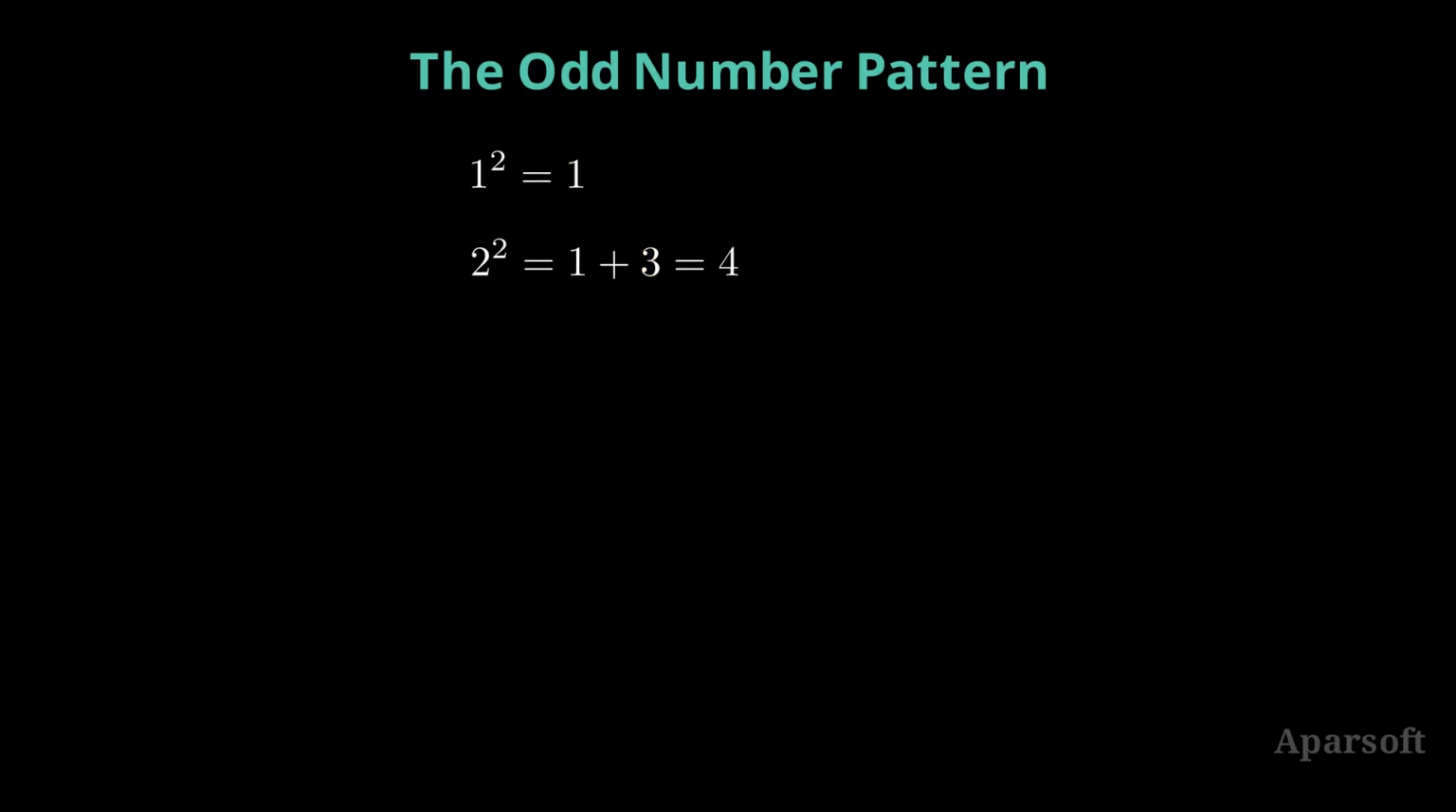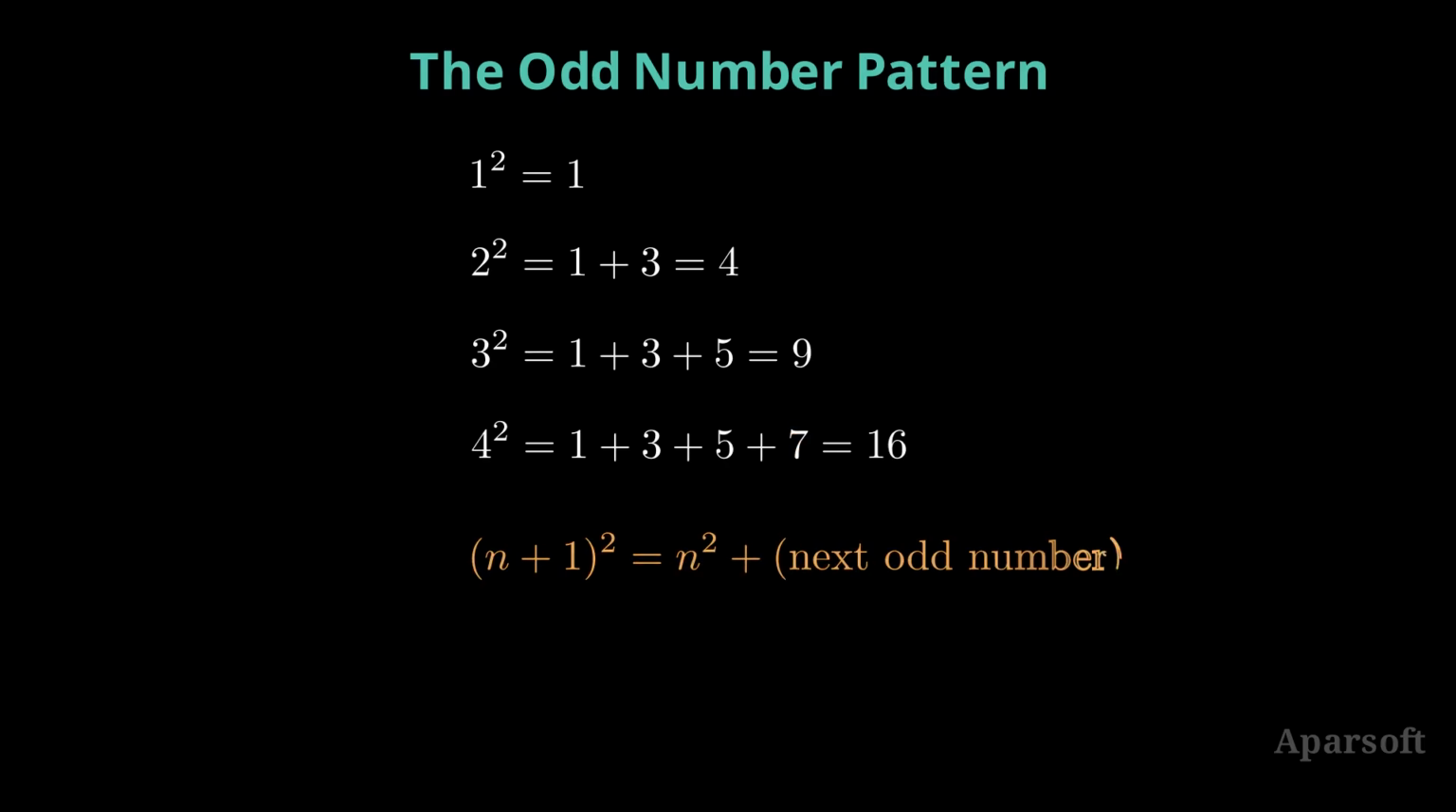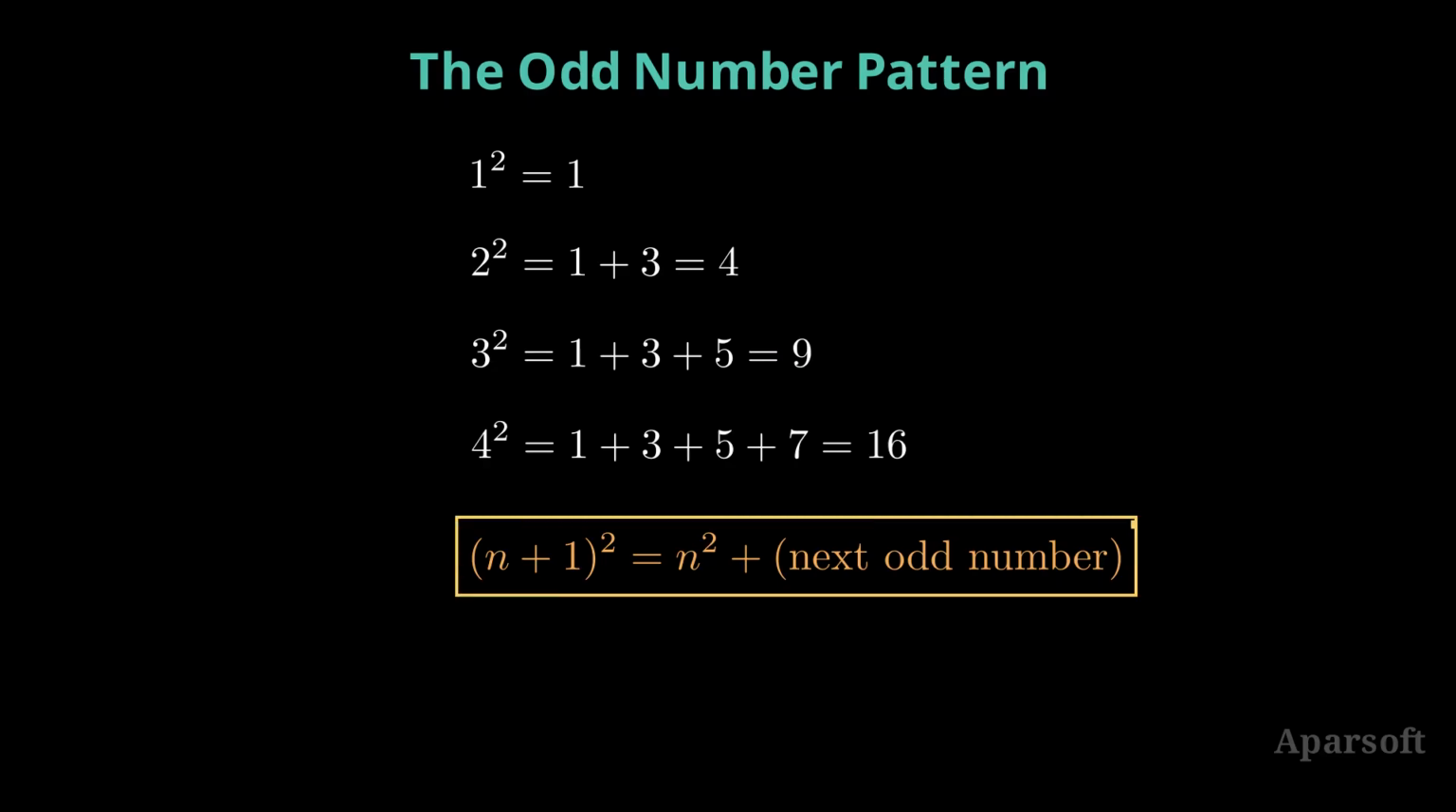Before we jump in, let us recall a beautiful pattern. 1 squared is just 1. Simple, right? 2 squared, that is 1 plus 3, which equals 4. 3 squared, 1 plus 3 plus 5 equals 9. See the pattern? 4 squared, 1 plus 3 plus 5 plus 7 equals 16. So each time we go to the next square, we add the next odd number.